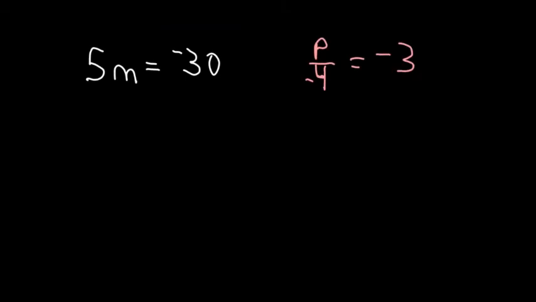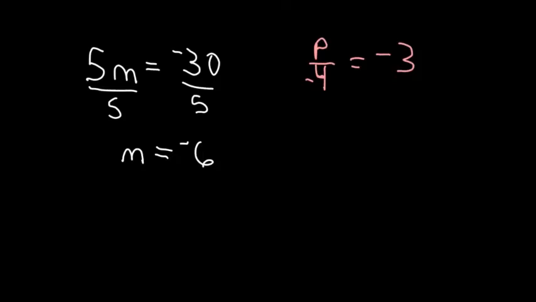Alright, let's do some with multiplication and division. First I have 5m equals negative 30. Anytime you see a number next to a variable, that means multiplication. So the opposite of multiplying by 5 is going to be dividing by 5. I'm going to divide both sides by 5. 5 divided by 5 is 1, so I'm left with just 1m, or just m. And then negative 30 divided by 5. 30 divided by 5 is 6, and negative and positive make negative. So my answer is negative 6.